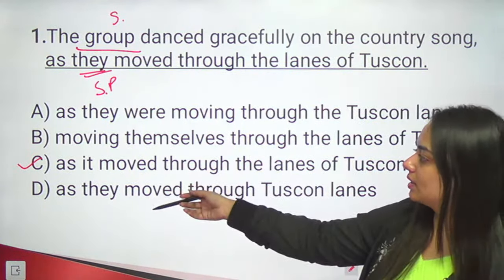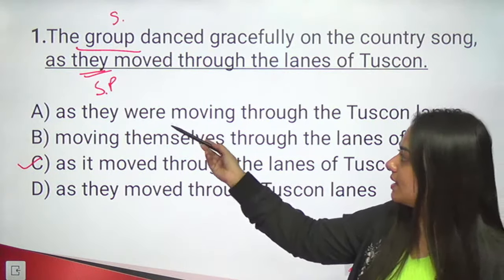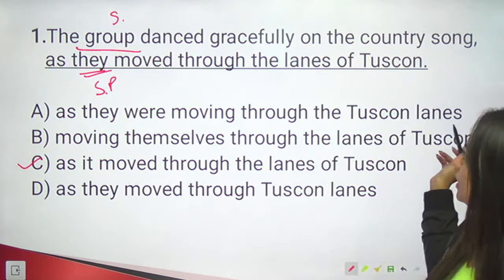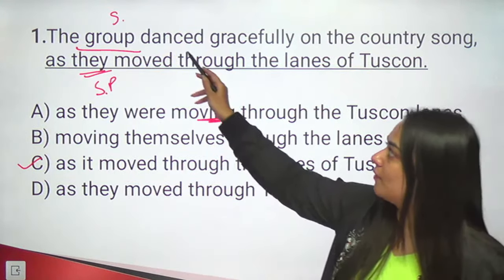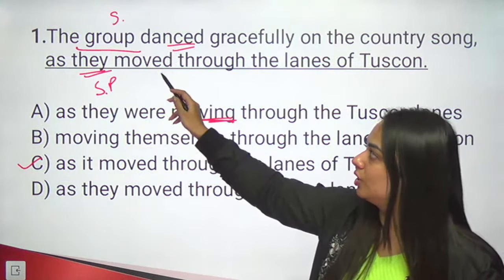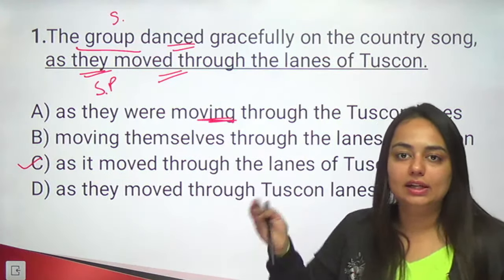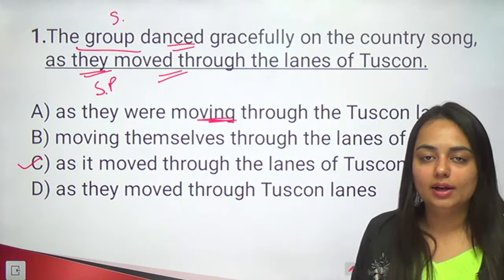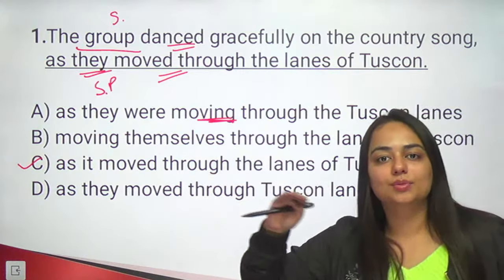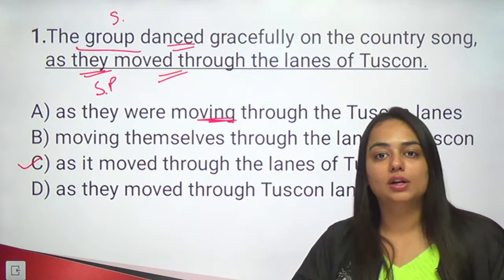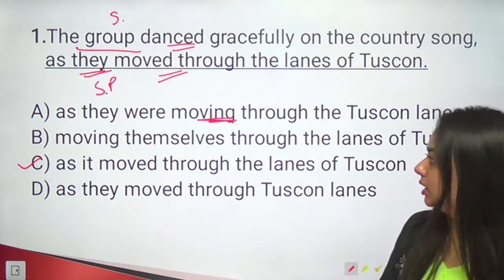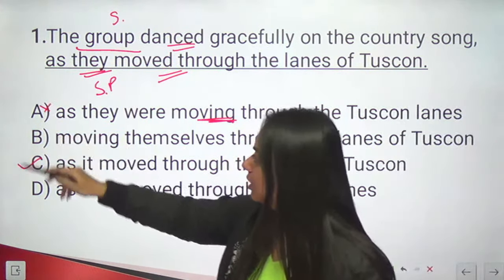If you look at the rest of the options, as they were moving through the Tuscan lanes. Why are we unnecessarily changing the verb? So when we've used danced, shouldn't again we be using a verb with ed form, the third form, right? So this is what parallelism is. When you are using the ed form of verbs, how can you all of a sudden use the ing forms of verbs? So on the basis of this, it can be eliminated.